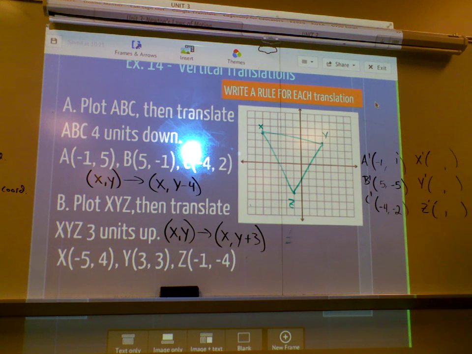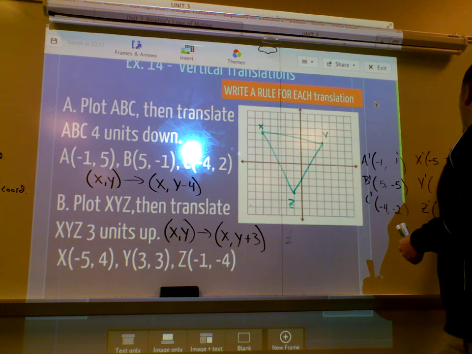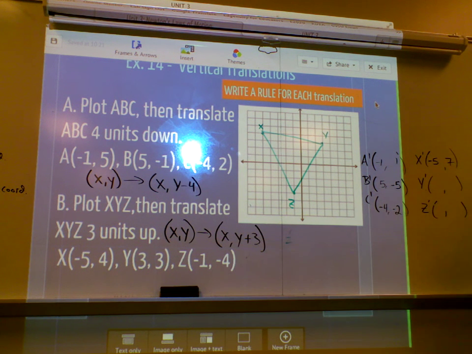Alright, let's give it a shot. Anybody know the coordinate of x prime? Raise your hand if you know. Coordinate of x prime. Bruno. Negative 5, 7. How'd you get 7? Perfect. You added 3 to 4. Didn't change your x. Y prime. Tony. 3, 6. How'd you get a 6? You moved 3 up, right? So you added 3 to your y. Perfect. Didn't change x.